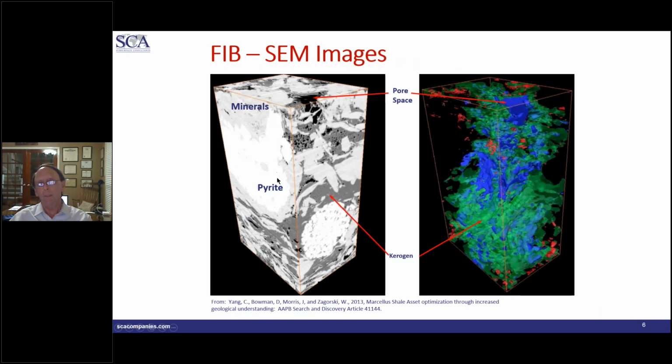FIB-SEM images. So here we have a nice little section of rock. What's in it? Let me bring up my laser pointer. So we've got pyrite. We have other minerals in this rock. More importantly, in this case, we've got kerogen, and pore space. So we have kerogen in green here. We have pore space in blue.